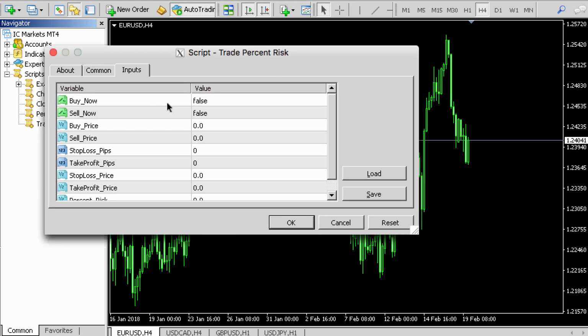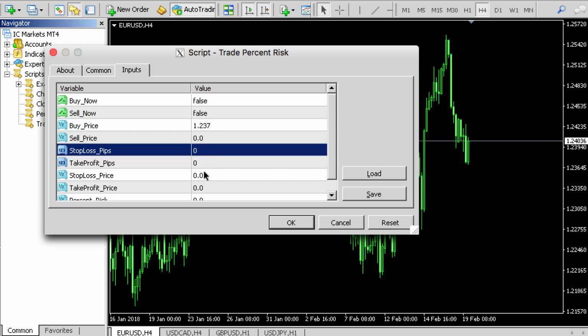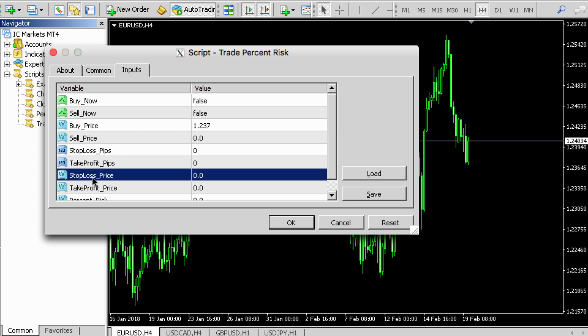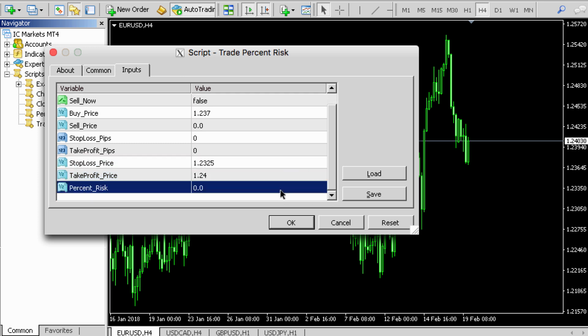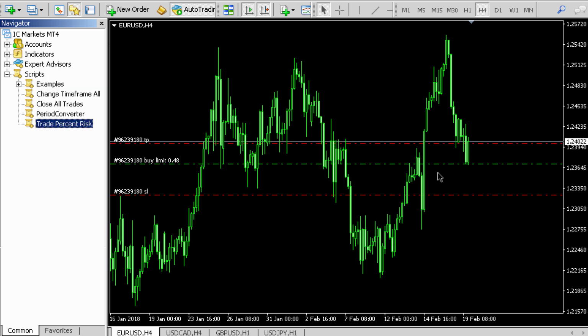This time let's set a pending buy order at 1.2370, and we will set the stop loss as a price level. So let's set the stop loss at 1.2325, and the take profit at 1.24. And this time, let's say we risk 3% of our account balance on this trade. Click OK, and the script will place the appropriate pending order with the appropriate lot size for this trade.